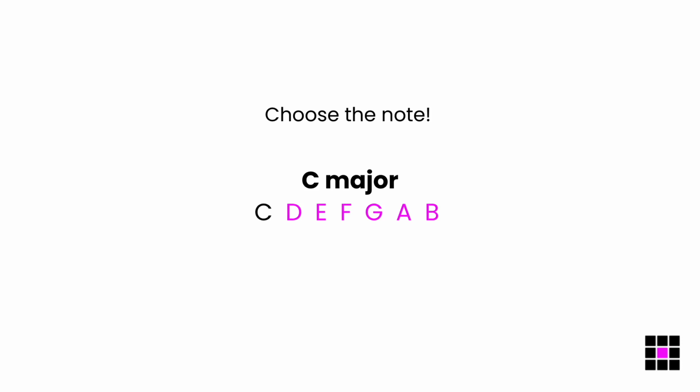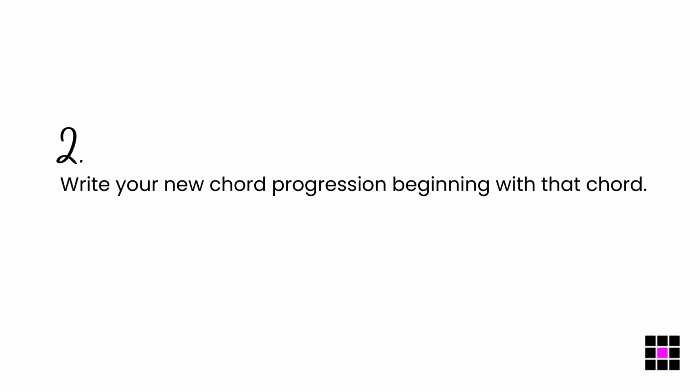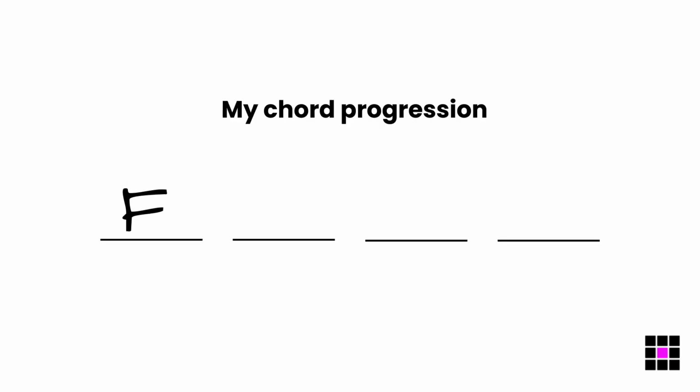For my song, I'm going to go with the fourth. So my song's in the key of C, so that means I simply count 4 steps up the C major scale. 1, 2, 3, 4. That gives me an F. Next, you write your new chord progression beginning with that chord. So my new tonal center is F, so I'll start my progression with an F major chord.